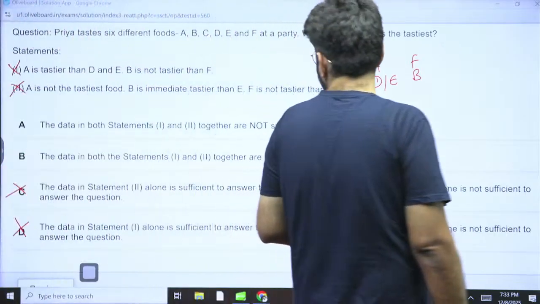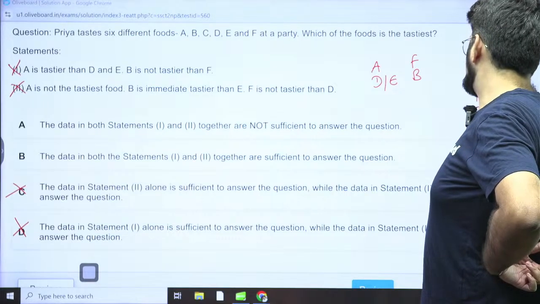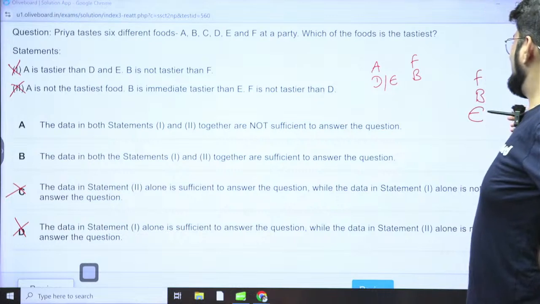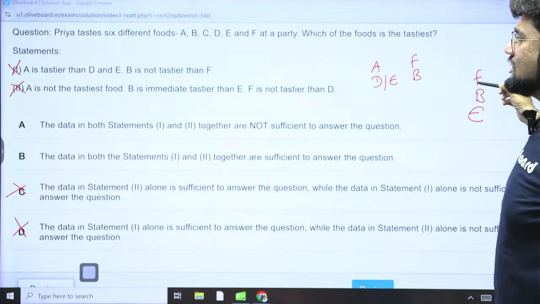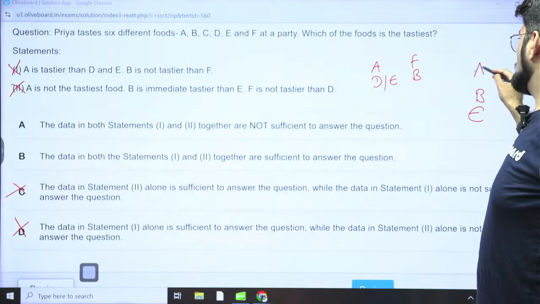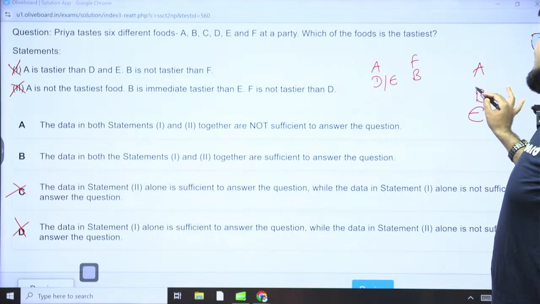A is not the tastiest food. Okay. B is immediately tastier than E. So this is E, this is B. F is also more tasty. Okay. And B is immediately tastier than E, and A is more than E. So A has to be more than B also. F is not tastier than D.